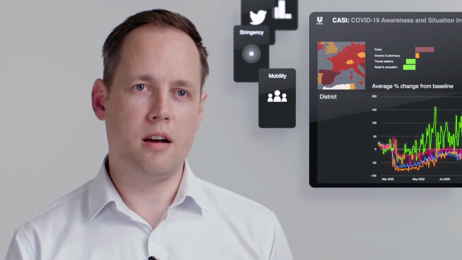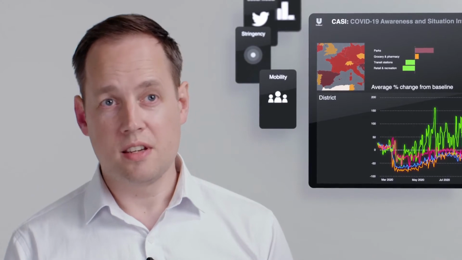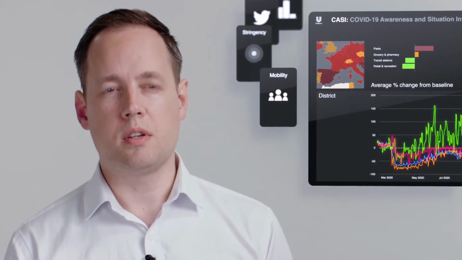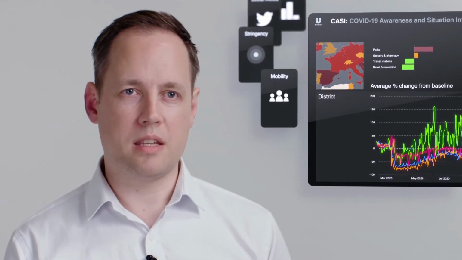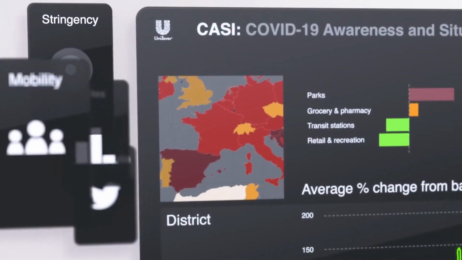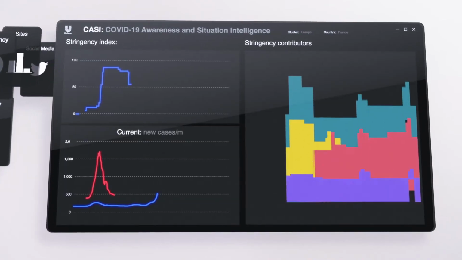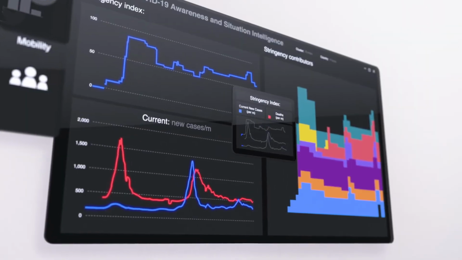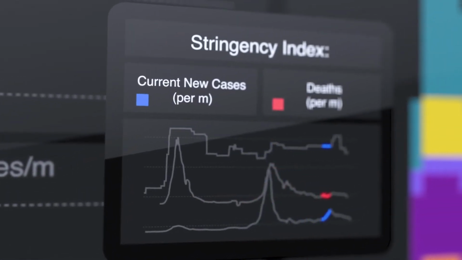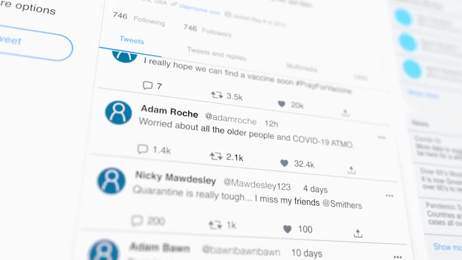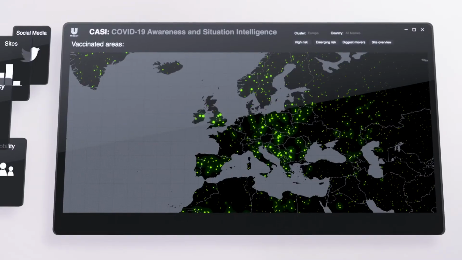Using a combination of AI and machine learning, we were able to establish and continuously test statistical correlations between COVID-19 trends and the factors that make the greatest difference to the pandemic's spread, factors such as the behavior and mobility of people, the stringency of local social restrictions and lockdowns, to what extent a local lockdown makes a difference, what people are saying on social media, how they're feeling, and how vaccines are now changing the picture.